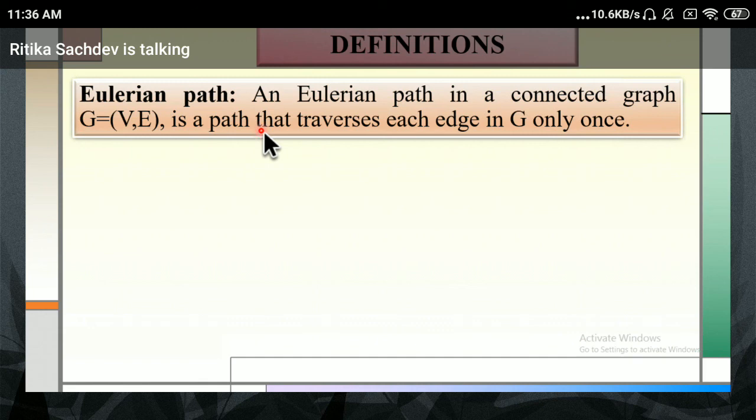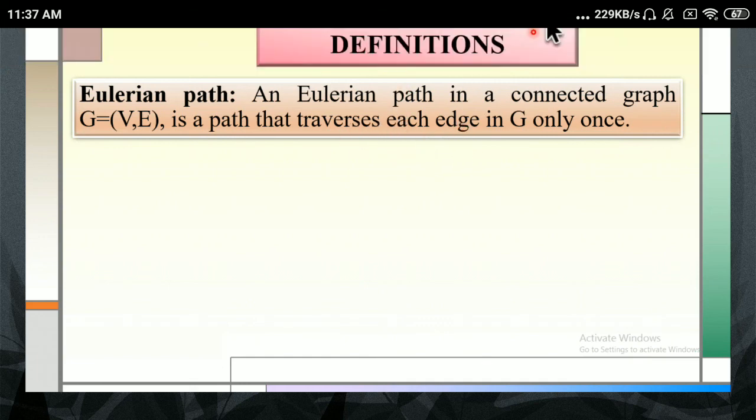So it says if you have to go from Ulhasnagar 1 to Ulhasnagar 5, do not go directly. You will have to go through all the paths of Ulhasnagar to reach Ulhasnagar 5. So from 1 to 5, don't go directly. You have to go through all the paths which are available. That is the main difference between your path and Eulerian path. Eulerian path says you have to traverse each edge, every road has to be taken. Is this point clear?